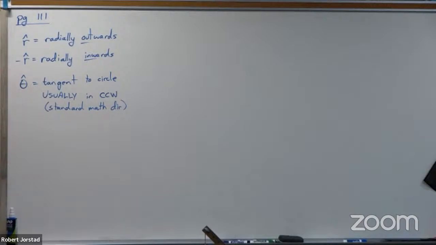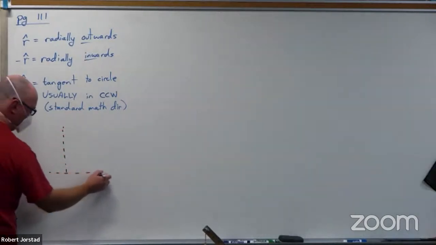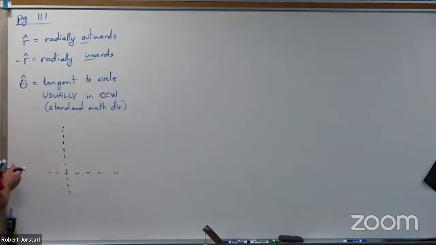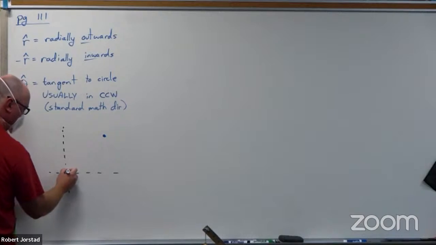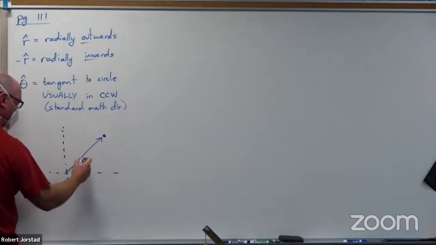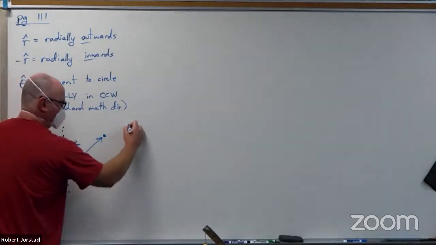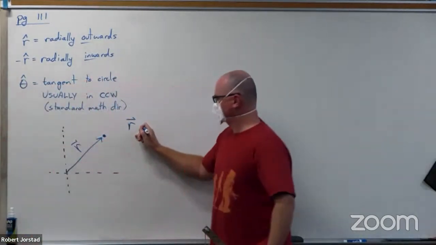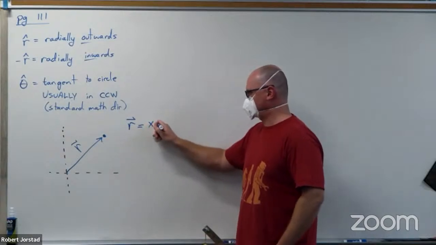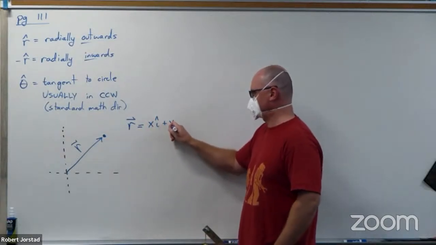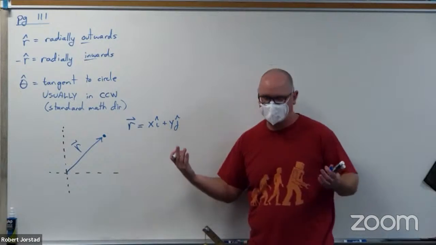Usually we say theta hat is counterclockwise. In a math class, you know how when you're drawing a picture of a coordinate system, X, Y, and you could pick some arbitrary point out here. This would be R, and you probably know that the R vector is equal to X in the I hat plus Y in the J hat. You know what I'm talking about?